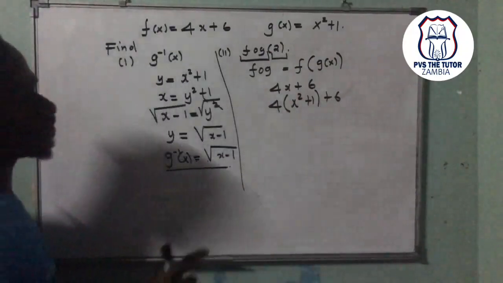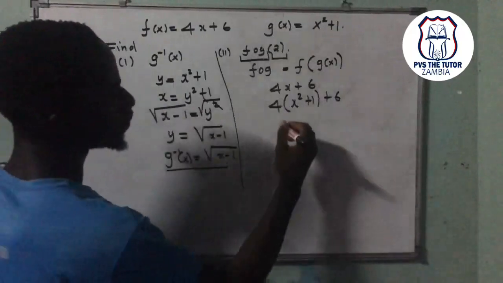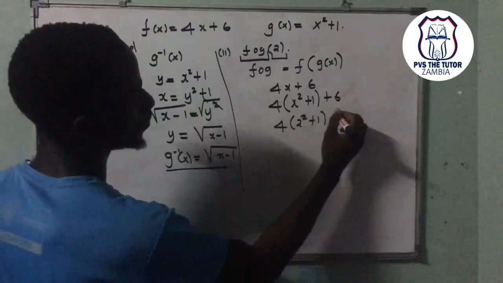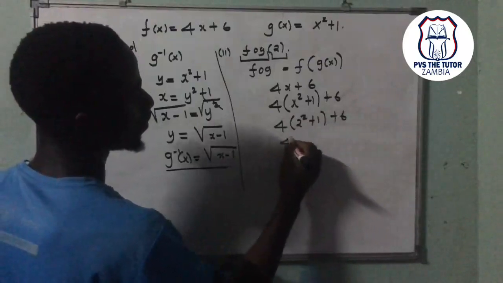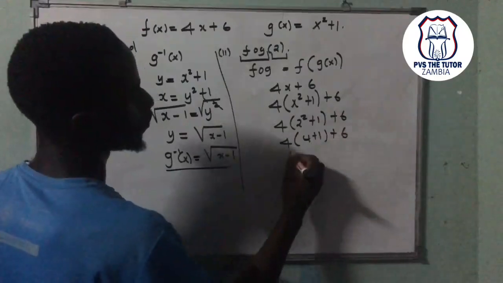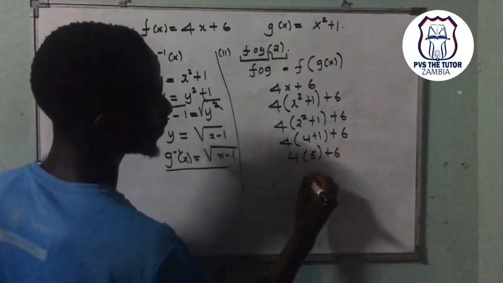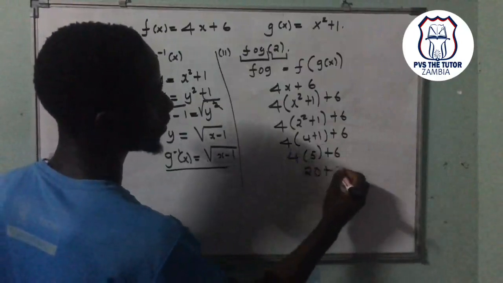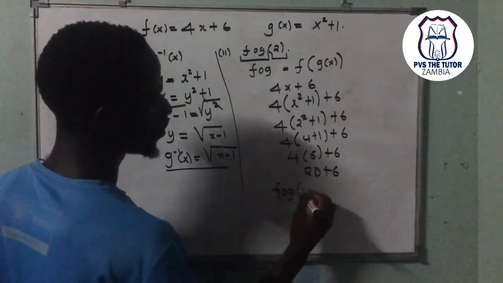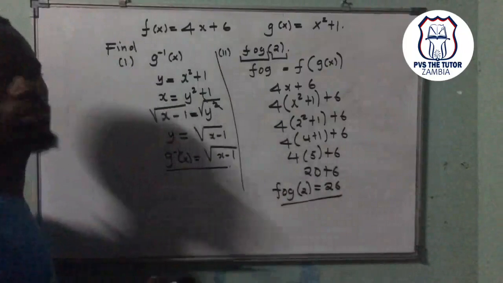Now, because they are saying of 2, where there's x, we put 2. This will be 4 times 2 squared plus 1, plus 6. So that's 4 times 4 plus 1, plus 6. So 4 times 5 plus 6. That's 20 plus 6. So f of g of 2 is equal to 26. That's how you do it.